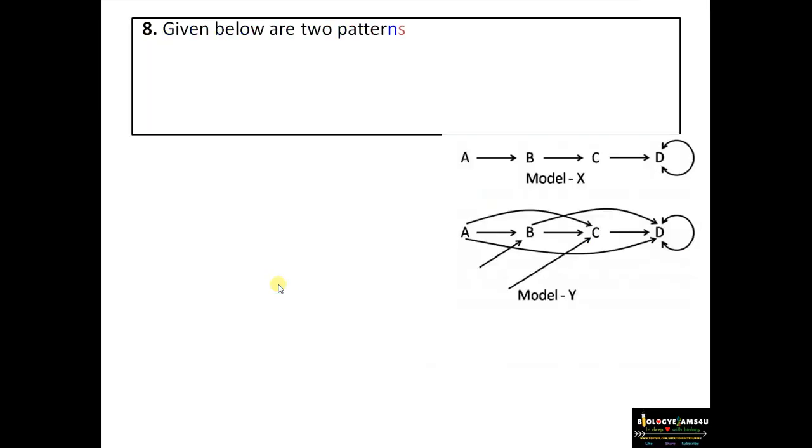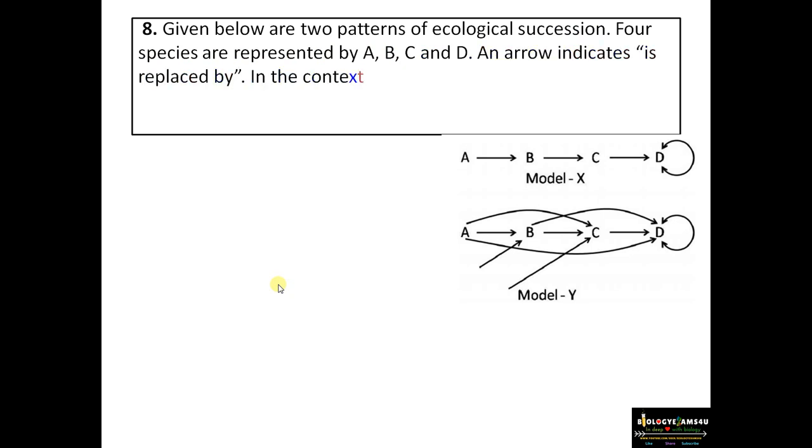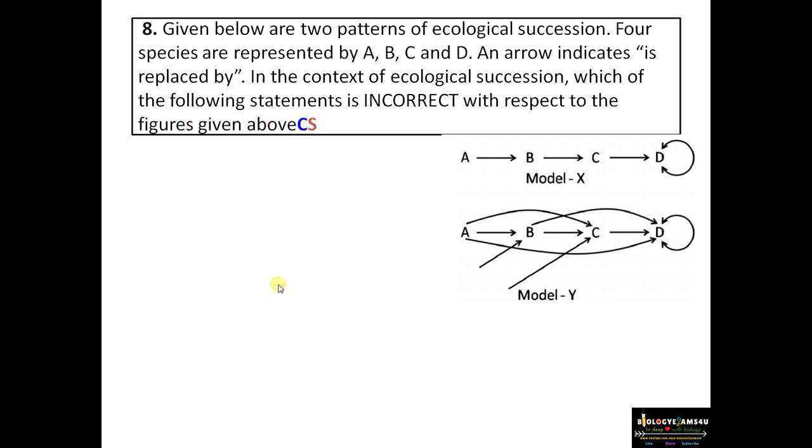Next question. Given below are two patterns of ecological succession. Four species are represented by A, B, C and D. An arrow indicates 'is replaced by'. In the context of ecological succession, which of the following statements is incorrect with respect to the figures given above?